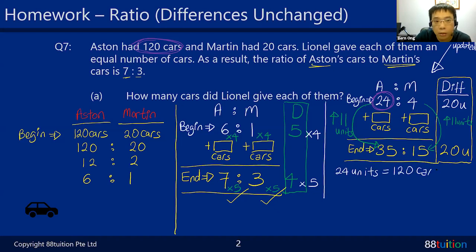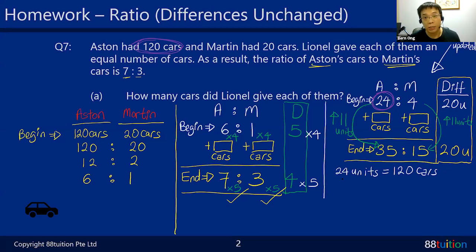Chloe, it's not 20 units is 120. It's actually 24 units, because in the beginning, Ashton got 24 is to Martin 4. I adjust the ratio. No worries, don't be sorry. It's okay that sometimes we type wrongly. It's okay to make mistake here, but in exam, don't make mistake.